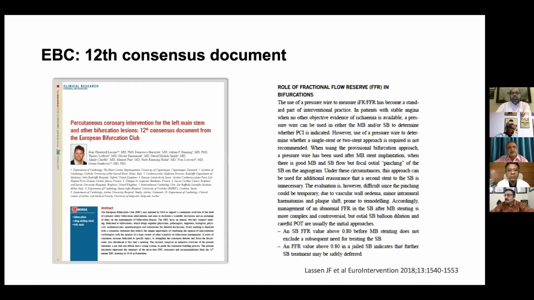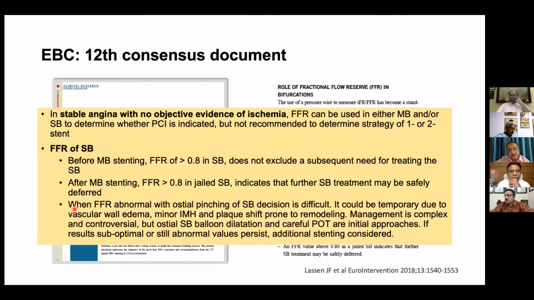And this has been very well documented, the benefits, in the 12th consensus statement of the EBC, that is the European Bifurcation Club. Here they recommend that in stable angina with no objective evidence of ischemia, FFR can be used in either the main branch and/or the side branch to determine whether PCI is indicated. But it is not recommended to determine the strategy, that is, whether you are going for a 1-stent or 2-stent strategy. Side branch FFR can be done before main branch stenting, but if it is more than 0.8, it does not exclude the subsequent need for treating the side branch.